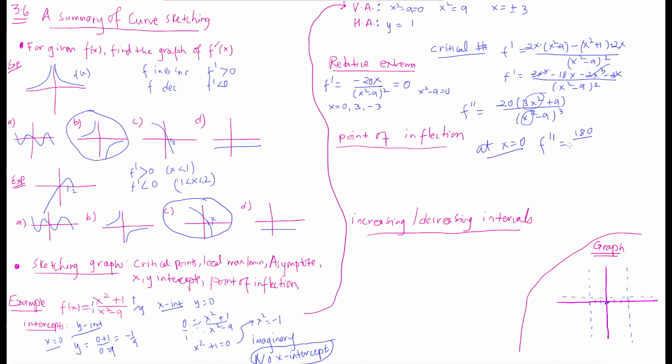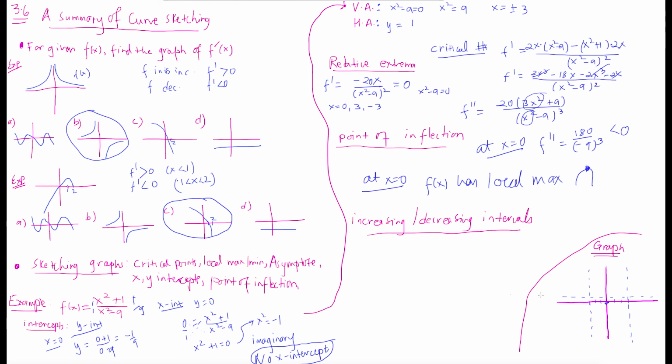Divided by negative 9 to the third. Negative 9 to the third will be a negative number, so it will be negative, right? So this is negative, meaning at x equals 0, f of x has a local max. When the second derivative is negative, it is like a cup, concave downward, right? Meaning this point will be the local max.